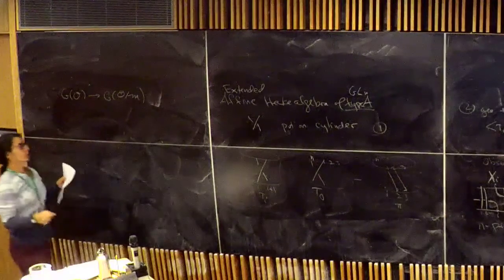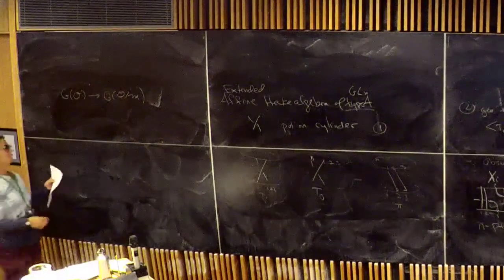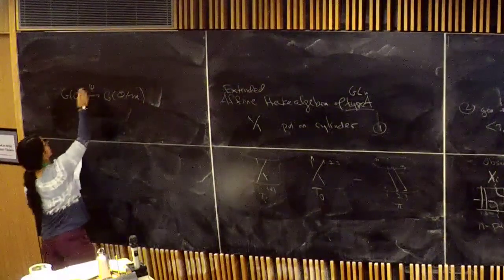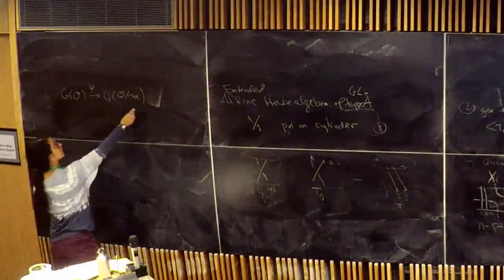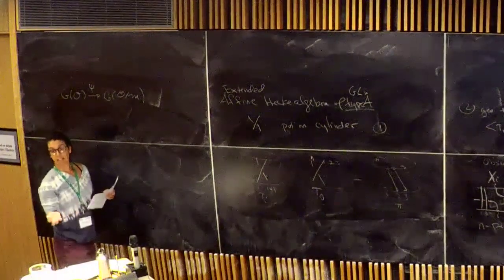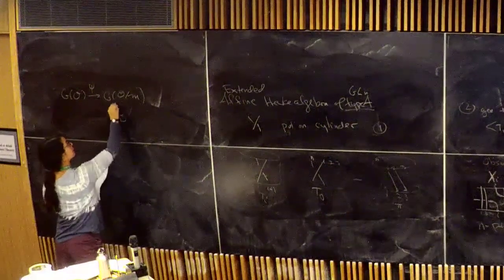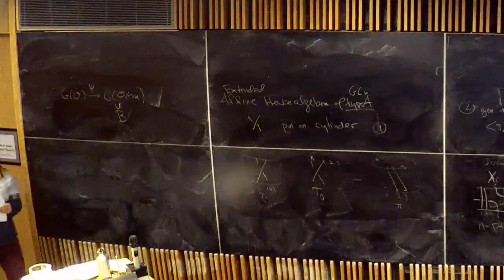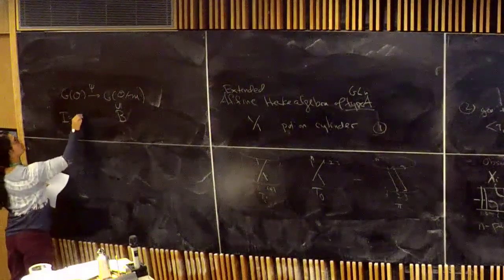Taking my projection O to O mod M, you can just do that inside of matrices. I'm going to call that psi. It doesn't matter what you call it. So this is like your GL_n(F_q), or GL_n(F_p), or GL_n(C). So it contains your standard Borel, your upper triangular matrices. And your Iwahori subgroup is just a preimage of that.